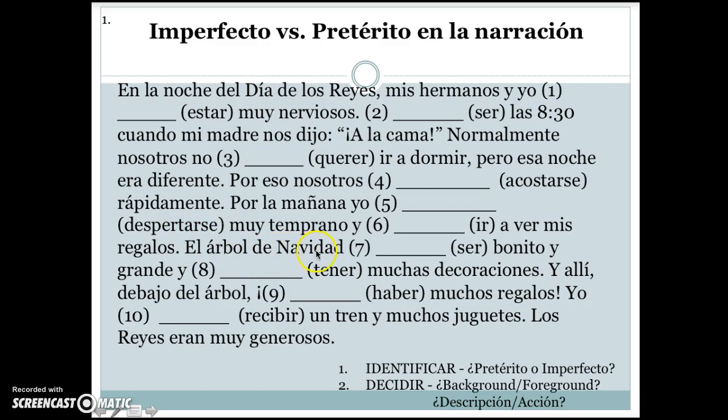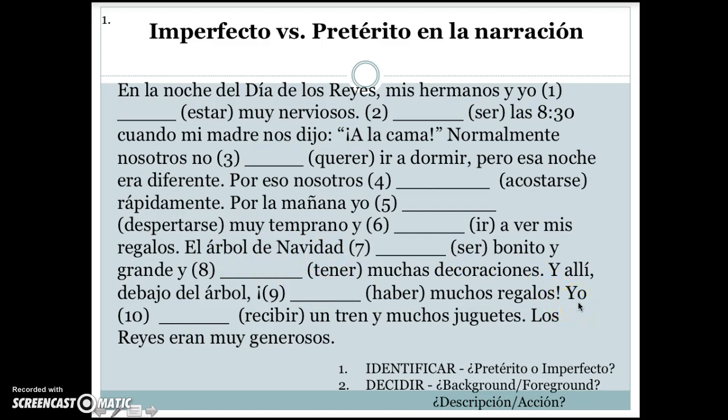El árbol de Navidad, a lot of you guys had trouble with this. Now, yes, we are talking about the Christmas tree that we interacted with or saw one day, but we're describing it. With description, we use the imperfect. So, el árbol de Navidad era bonito y grande y tenía muchas decoraciones. Imperfect, imperfect. Y allí, debajo del árbol, había muchos regalos. All of these are describing the Christmas tree.